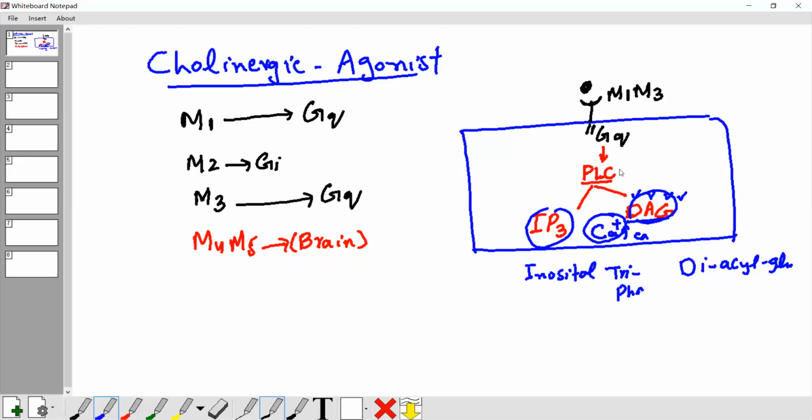What is the location of M1? Yesterday I already explained. M1 present on stomach, parietal cell, yeah? Yes. So in the parietal cell, they're releasing what? HCl. So now the M1, you activate M1, you increasing calcium inside the cell. It's mean now you increasing release of HCl. Clear?